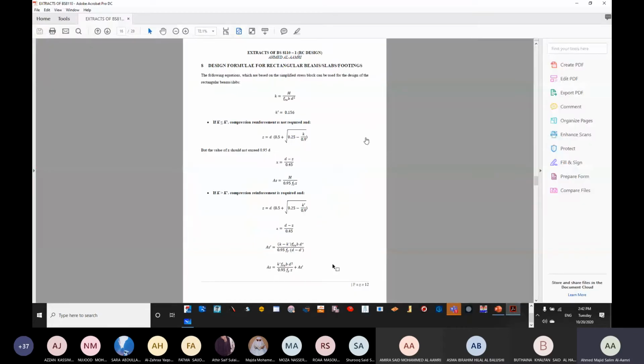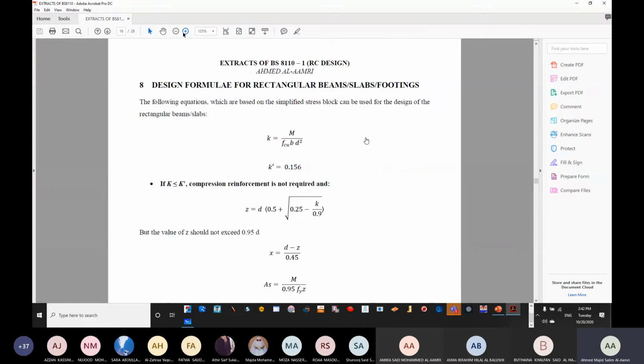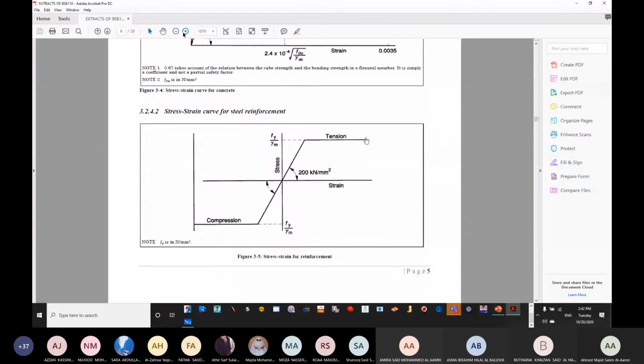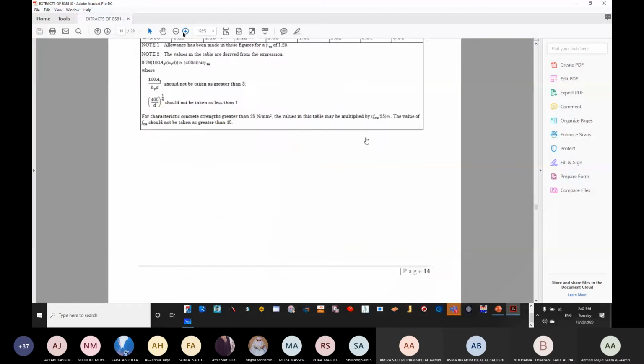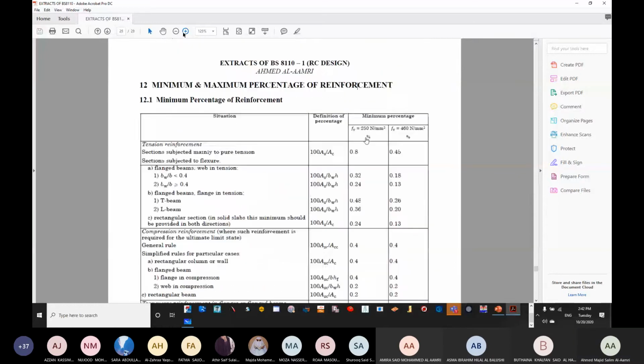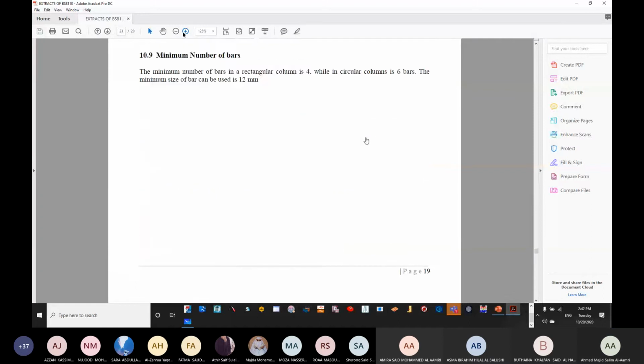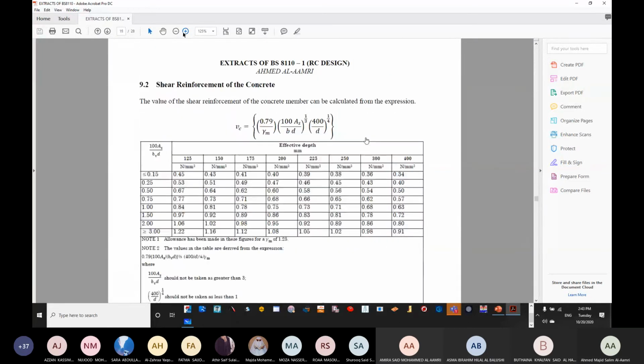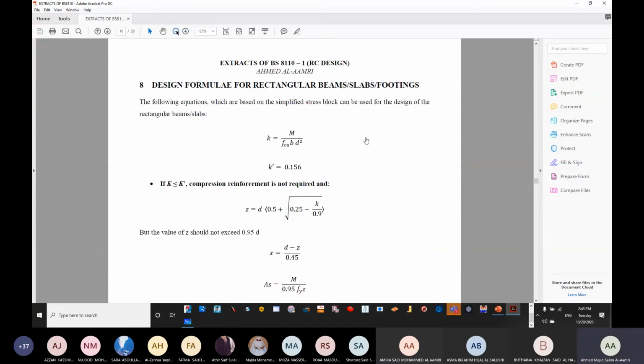Okay. Now if we see here, these are the equations that are normally used. We have K, we have Z, we have AS. So K, Z, AS, these are to be used. Our main desire is to calculate the value of AS. So if we go here, our AS is equal to M divided by 0.95 FY into Z.